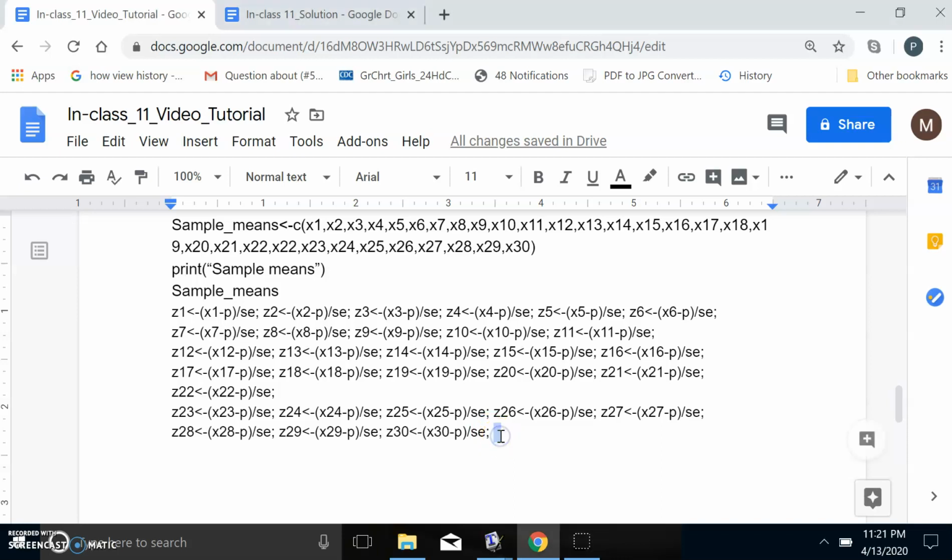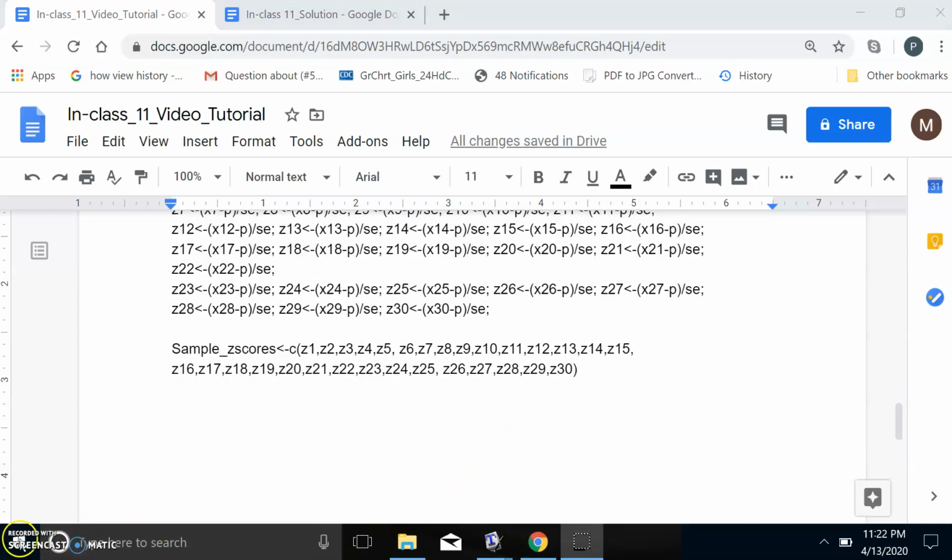Okay, and now let's keep going here. Let's define our sample z-scores. And z-scores, that'll be the vector c. So it's basically going to be z1, z2, comma, all the way to z30. So let me pause the video and do it here. Okay, so I'm going to go all the way up to 30. I get this. So that's my sample z-scores.